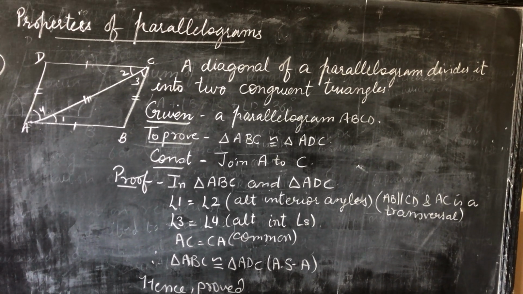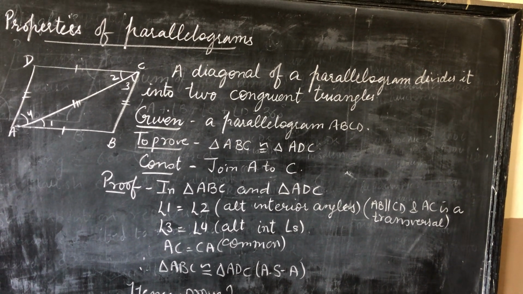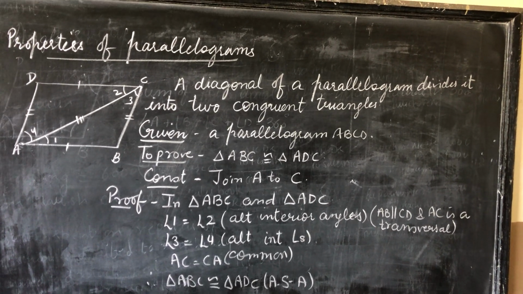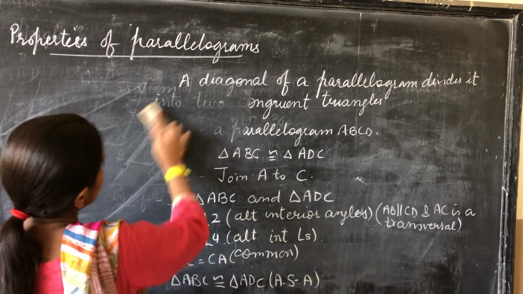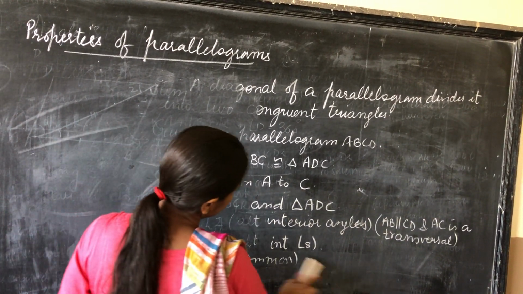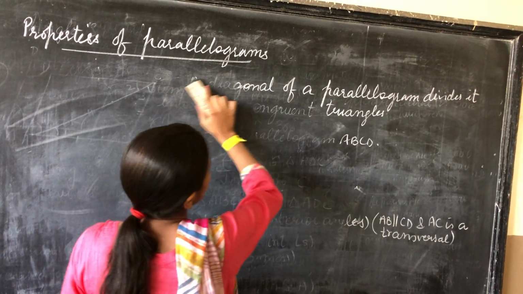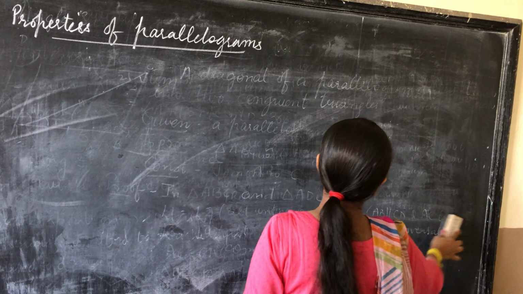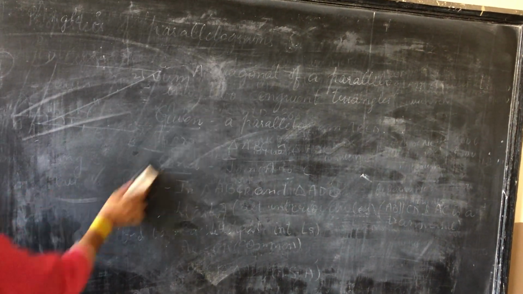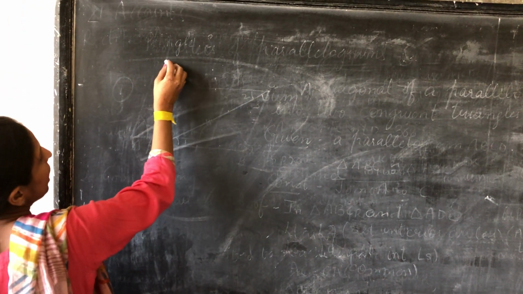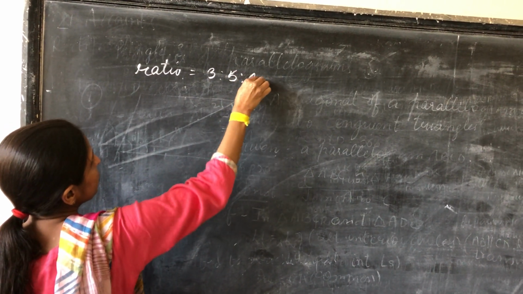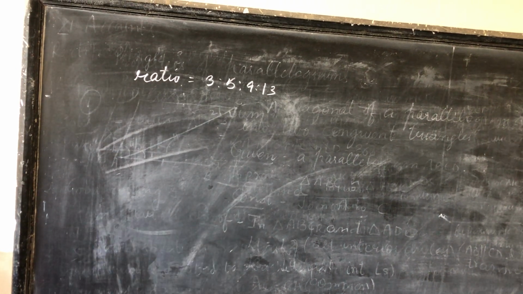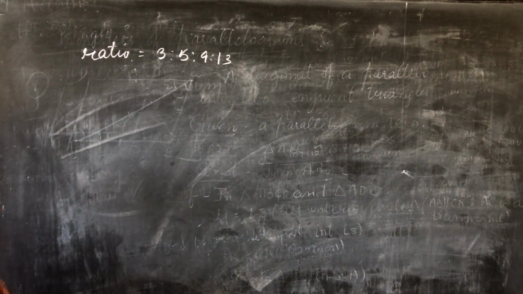In exercise 8.1, the first question, I am telling you now, is based upon the angle sum property. Its examples we can discuss later. Only the first question we will be doing today, and the rest of the part we will be doing in the next lecture. In 8.1 it is given, first question: the angles of a quadrilateral are in the ratio 3:5:9:13, and you have to find all the angles.